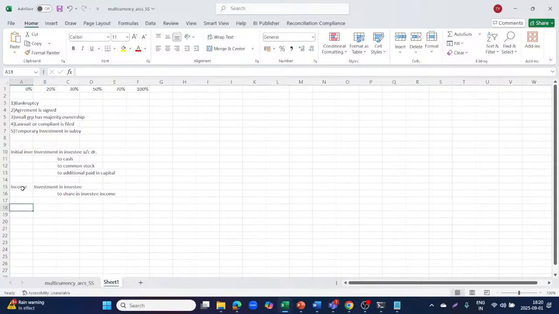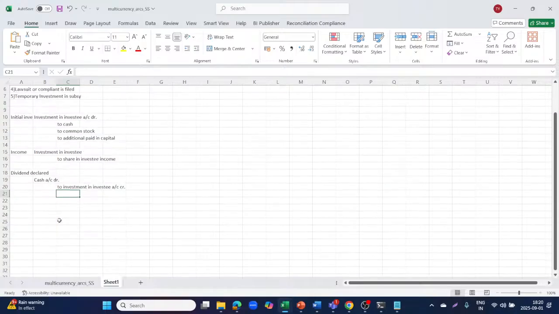Okay, now the third entry that we'll be doing is to record if any dividend is declared by the investee. In that case, if any dividend is declared, it should have cash account debit, to investment in investee account credit. So this should be the entry.